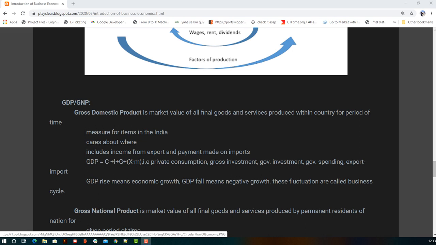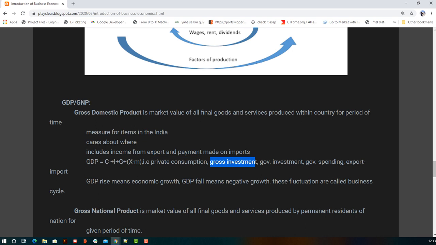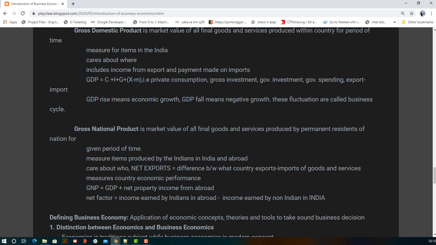Now how GDP is calculated is based on this formula, C + I + G + (X − M). C means consumption, I is the investment, G is the government expenditure, and X minus M means export minus import. Next we have GNP. How we calculate GNP is GDP plus net property income from abroad. Net property income from abroad we can consider as the income earned by citizens abroad minus the income earned by other citizens in the same country.